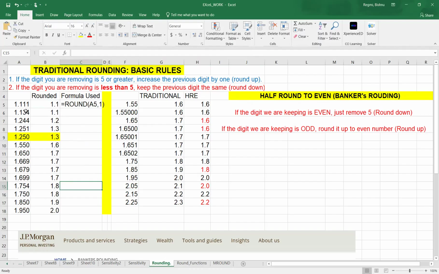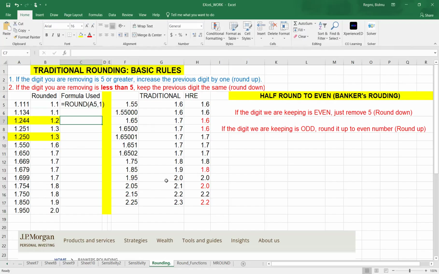And if the digit we are removing is less than 5, for example 1.244, the digit we are removing is 4, it is less than 5, in that case we remove the digits without changing the retained value. So the rounded value is 1.2 and this is called round down. So this is the traditional method of rounding commonly taught in lower levels.